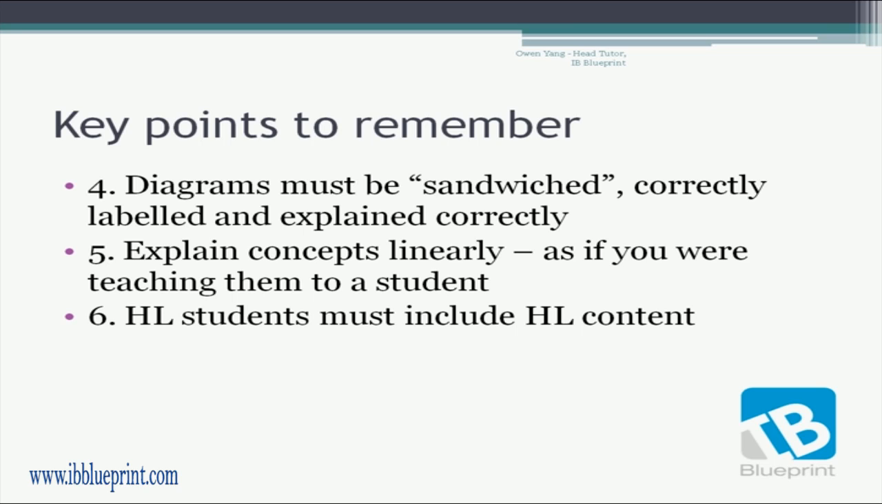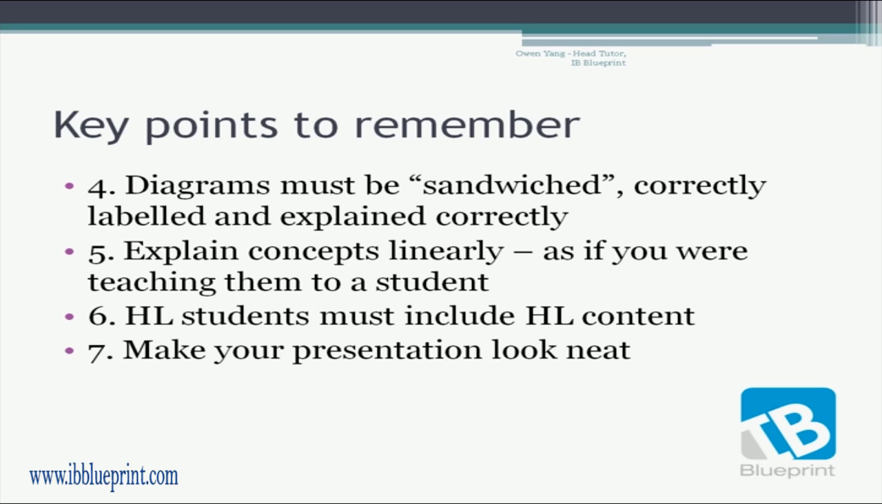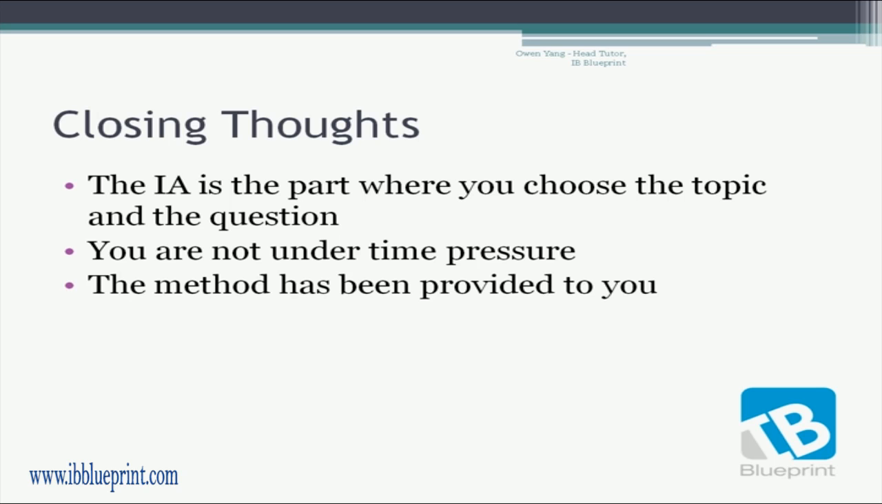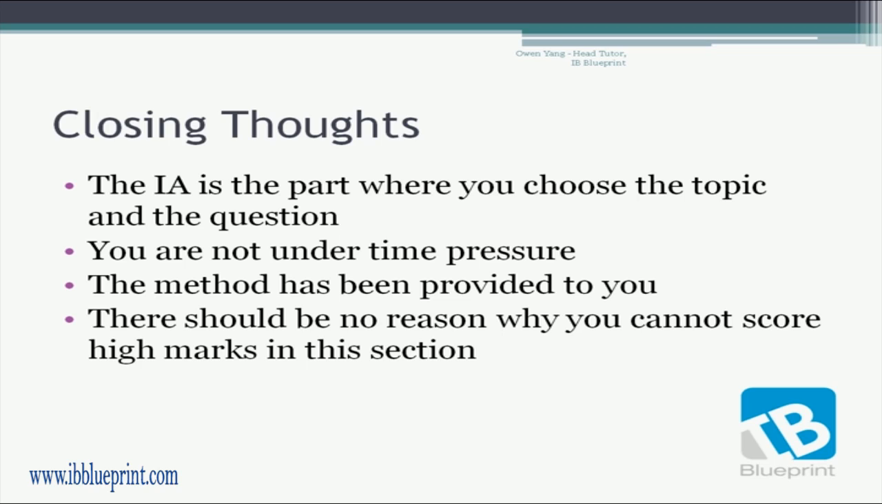Number 6. HL students must include high-level content. 7. Make your presentation look neat. A neat presentation might just swing you over the line if the marker is questioning whether to give you a 13 out of 20 or a 14 out of 20, or between 18 and 19. Closing thoughts. The IA is the part where you choose the topic and the question, so play to your strengths. You are not under time pressure, and the method of doing a quality IA has been provided to you. There should be no reason why you cannot score high marks in this section.